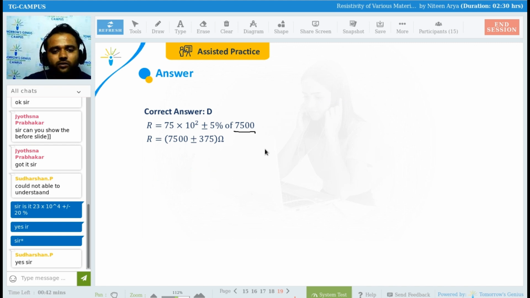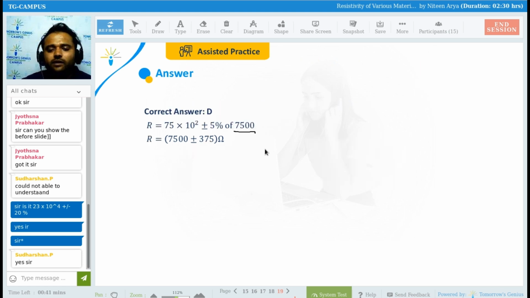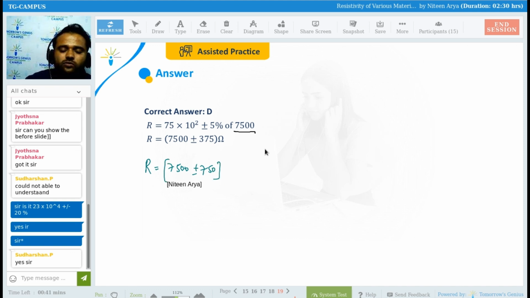Okay, so this is the way. Simple. Just remember this line. Mark out the multiplier, and whatever color is given for the tolerance, find the percentage. You know the percentage: for gold it is 5, for silver it is 10. If instead of this it is silver, then that is directly 10%, 750. So for silver I am talking about 7500 plus minus 750 ohm, for silver color at the fourth band.